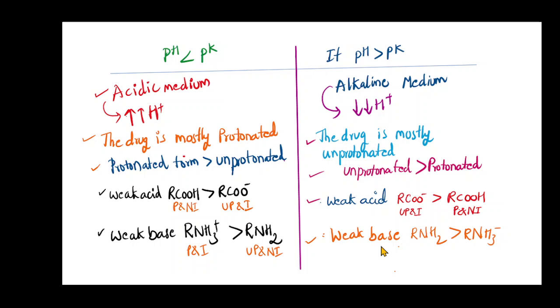See here, the unprotonated and ionized fraction would be more than protonated non-ionized. But if you drop a weak base in alkaline medium, the protonated, ionized and unprotonated, non-ionized forms are compared. The unprotonated, non-ionized would be more than the protonated, ionized.